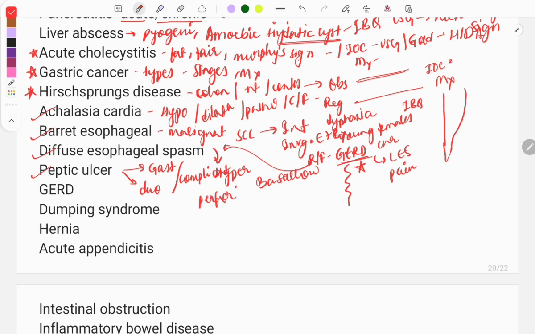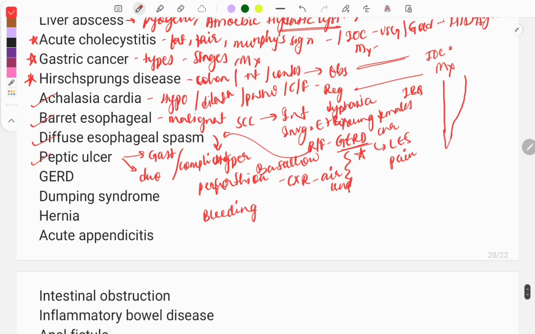If there is perforation, you can see a finding on the chest x-ray, that is called as air under the diaphragm, which is due to the pneumoperitoneum. And there is another very important complication, that is the bleeding. So these were some important questions asked in relation with the peptic ulcer disease. So GERD, we have already covered it.